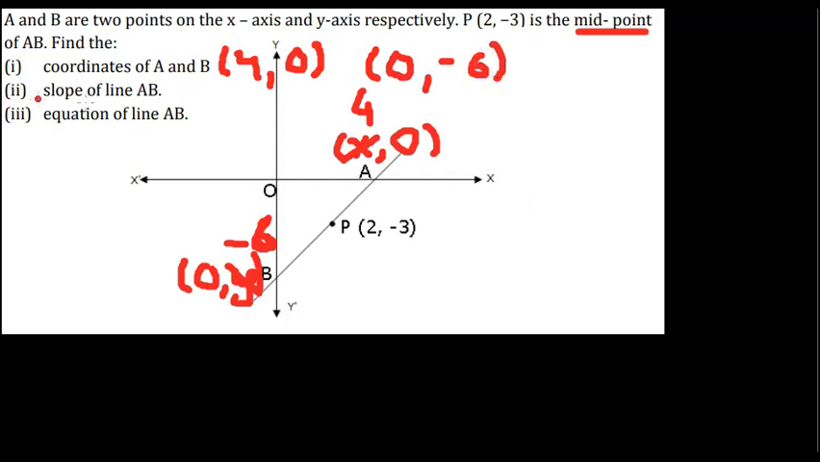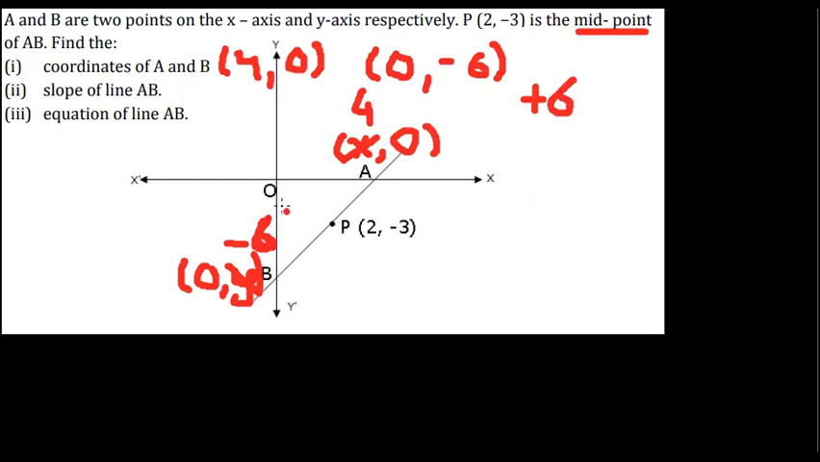Next, we are asked to find the slope of line AB, and there's a very, very simple formula for the slope. Basically, the definition of slope is nothing but the change in y divided by the change in x. So if I were to take these two points for my endpoints, I would have a change in y. Now I'm starting with a y coordinate of negative 6 and I'm going to a y coordinate of 0. So that's an increase of 6. So the change in y coordinate is a positive 6.